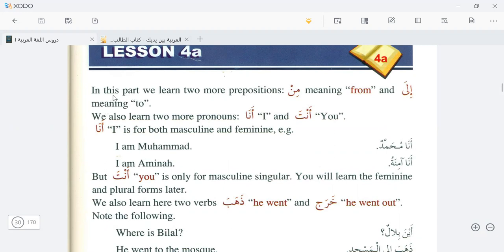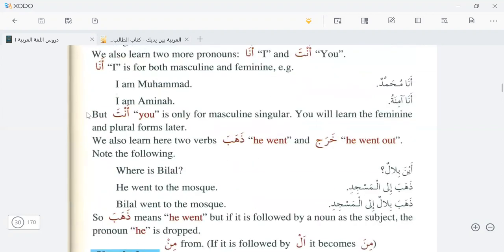Bismillah. In this part, we learn two more prepositions, min, meaning from, and ila, meaning to. We also learn two more pronouns, ana, I, and anta, you. Ana, I, is for both masculine and feminine. Example: Ana Muhammadun, I am Muhammad. Ana Aminatu, I am Aminah. But anta, you, is only for masculine singular. You will learn the feminine and plural forms later. We also learn here two verbs: dahaba, he went, and kharaja, he went out.